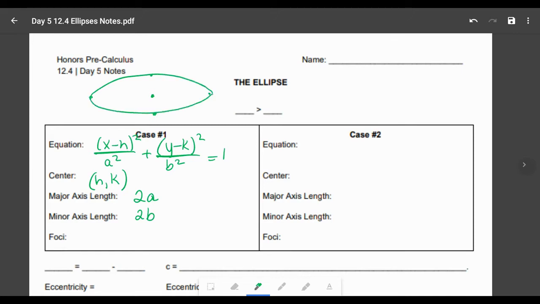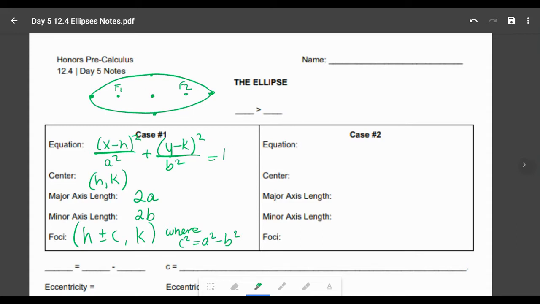All right, the other thing we have to answer is where is the focus? So between the two endpoints along the major axis, there are two focal points, a certain amount of distance away from the center. So we're going to approximate these. This is focal point 1 and focal point 2. So the focus is h plus or minus whatever the value of c is, comma k. And c squared is equal to a squared minus b squared.